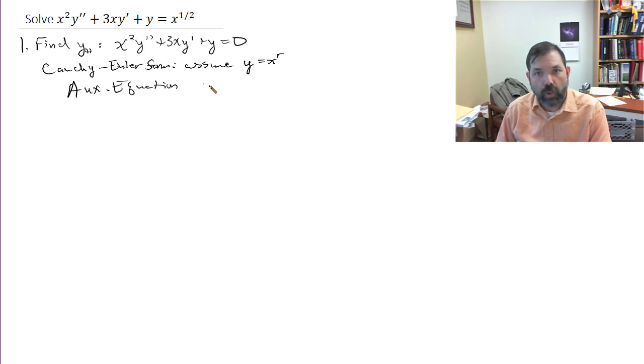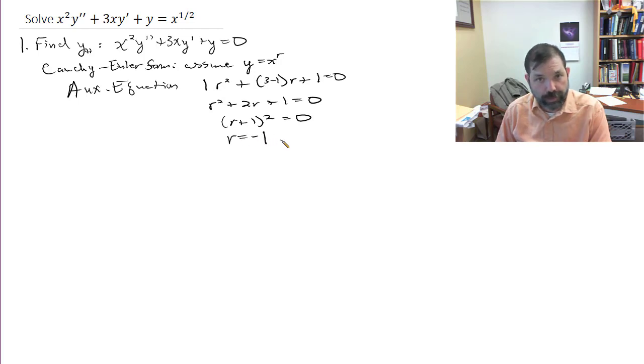Let's see, I would have a 1r squared plus a 3 minus 1r plus 1 equals 0. So r squared plus 2r plus 1 is 0. That's r plus 1 squared. And so then r equals -1, and it's a repeated root. So what that tells me is then my y sub h would be c1 x to the -1st power plus c2 x to the -1st power times the natural log of x.